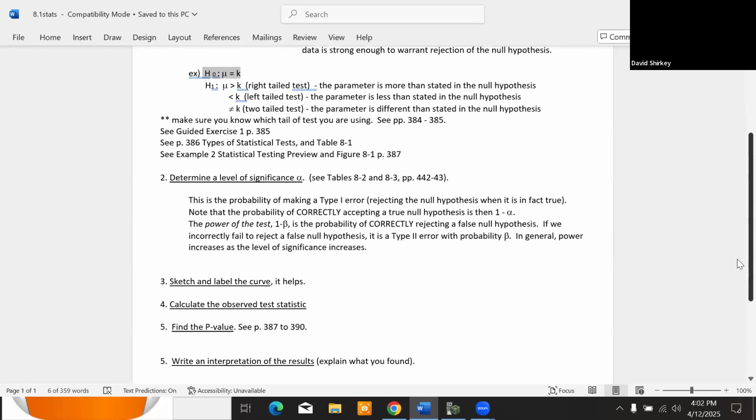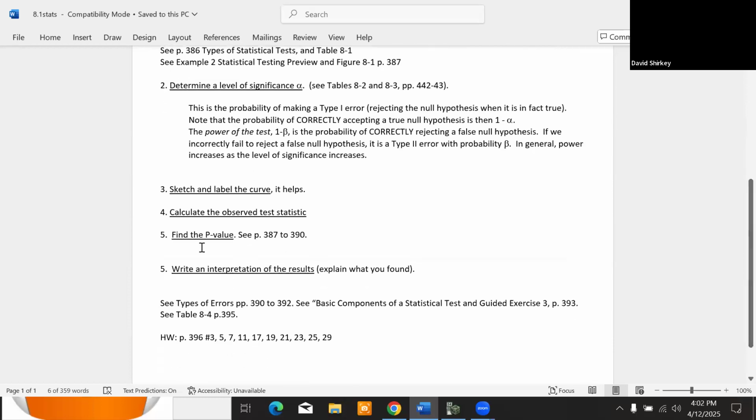Now we're going to do this all on a graphing calculator. The graphing calculator is going to find the p-value for us. So look over pages 387 to 390 for that. And then once you find the p-value, you're going to compare it to the given alpha value that they will give you in the textbook. So if the p-value is less than or equal to the alpha value, you will reject the null hypothesis in favor of the alternate hypothesis.